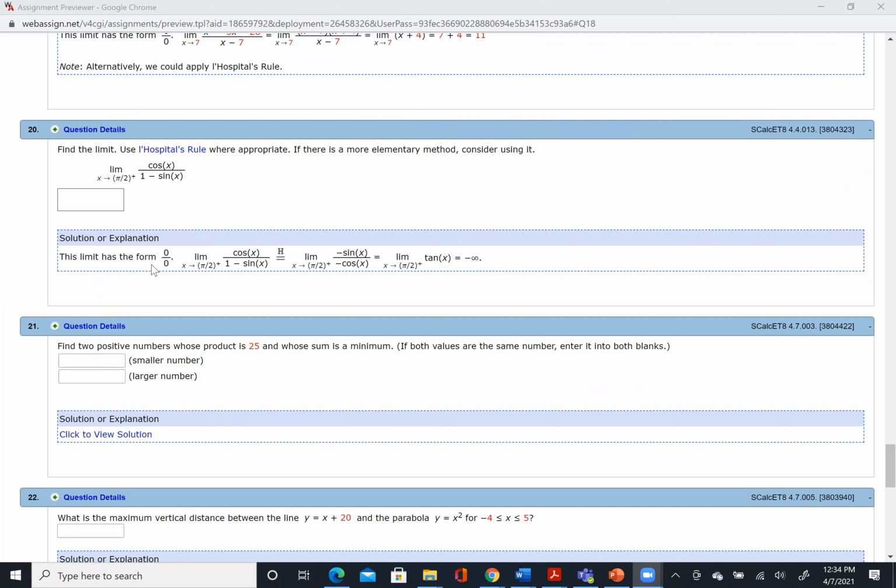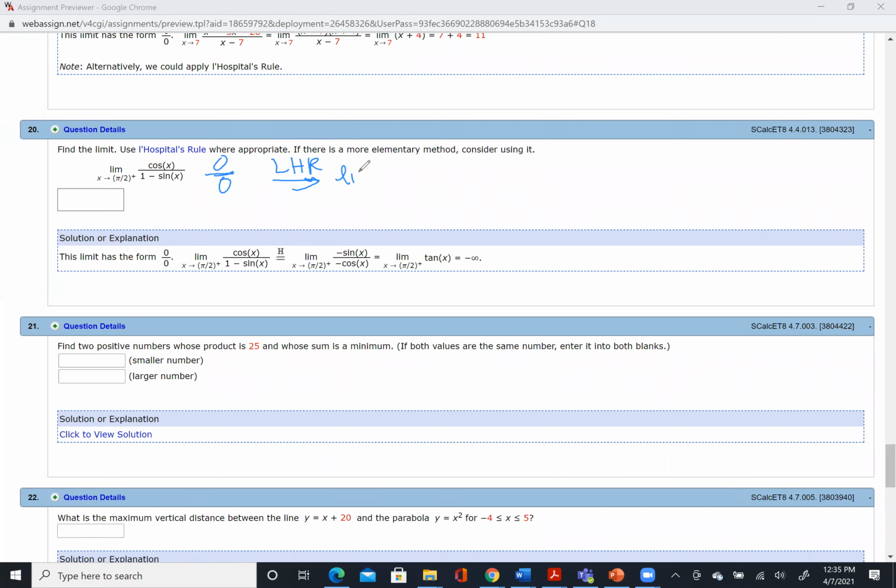So they want us to take the limit of cosine x over 1 minus sine x as x goes to pi over 2. What if you directly substitute pi over 2 into it? You have cosine of pi over 2 equal to 0, and 1 minus sine pi over 2 is 1 minus 1, which is also 0. So we can use the rule again, because it's in the 0 over 0 form.